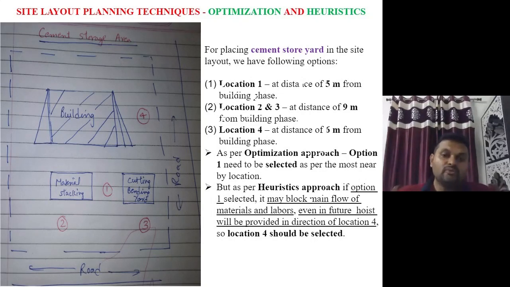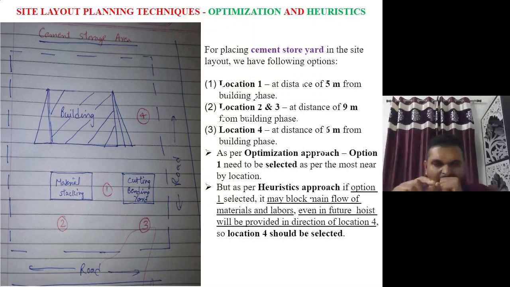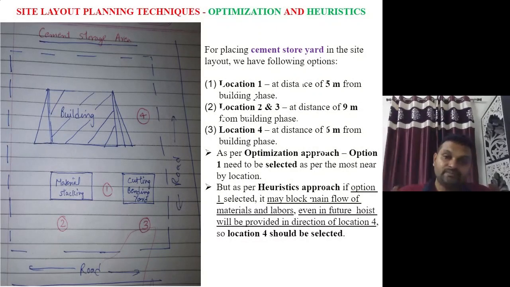Now, what is the concern you're having? I need to make a cement storage yard. What are the options I may have? I can put the cement storage yard at the location I marked as one, so that I can put it around there. I have also shown two and three; I can put the cement storage yard there also. Even I have marked four.